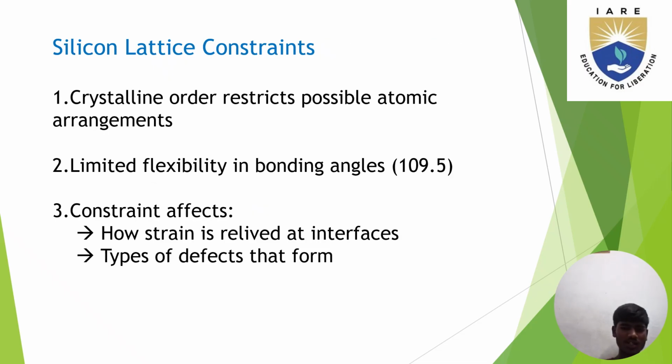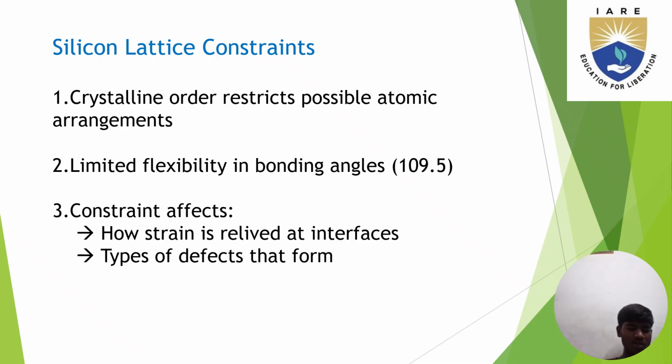Silicon lattice constraints. First, crystalline order restricts possible atomic arrangements. Second, limited flexibility in bonding angles, 109.5 degrees. Third, constraints affect how strain is relieved at interfaces and the types of defects that form. Silicon's diamond cubic lattice structure imposes fundamental constraints on the electronic properties of interface states by dictating the geometry, bonding, and electronic orbitals of atoms at the boundary.